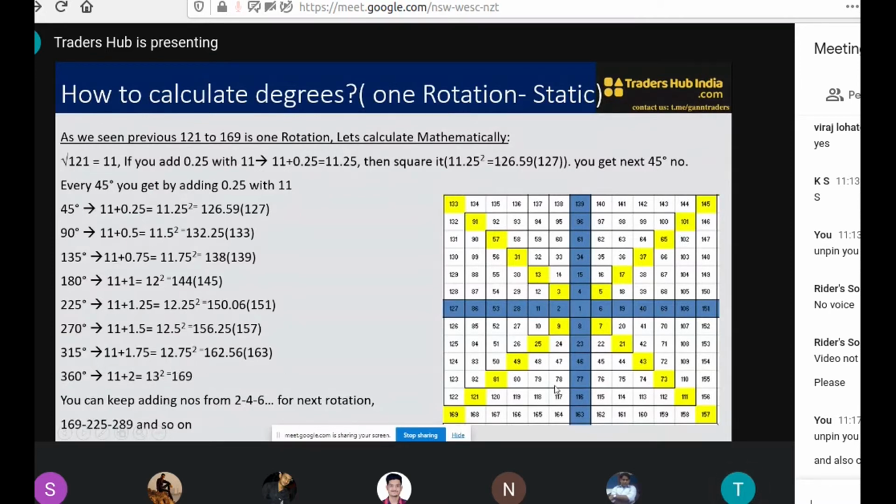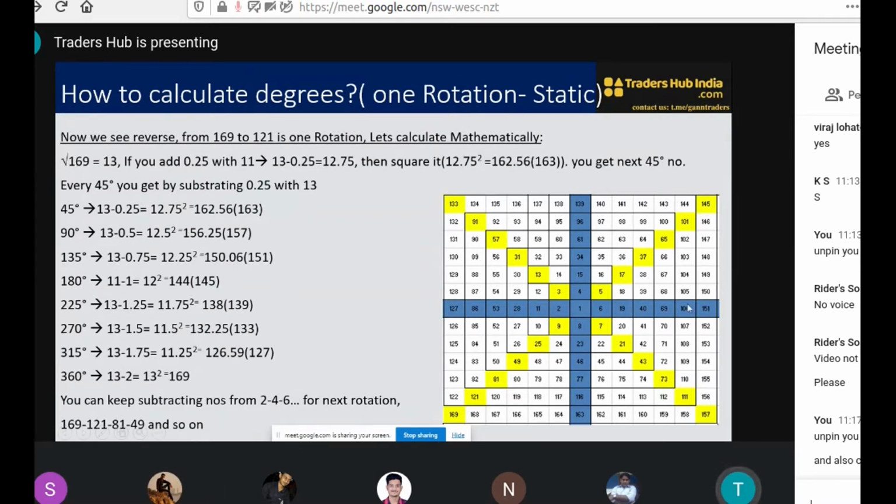plus 2. If you add plus 1, you come to the 180 degrees, which is opposite 121, and in the reverse way, because the stock is falling. It is the same concept, but instead of adding, we are subtracting here. 13 minus 0.25 gives 12.75 degrees.